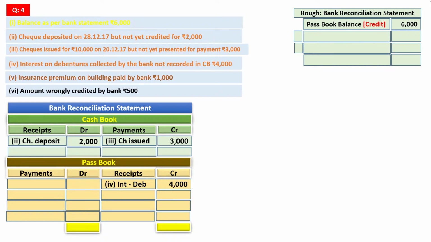Insurance premium on building paid by banker. So as per the standing instruction, the banker might have paid 100,000 rupees. It may be shown in the payment side of the passbook without my knowledge. These two are the standing instructions.